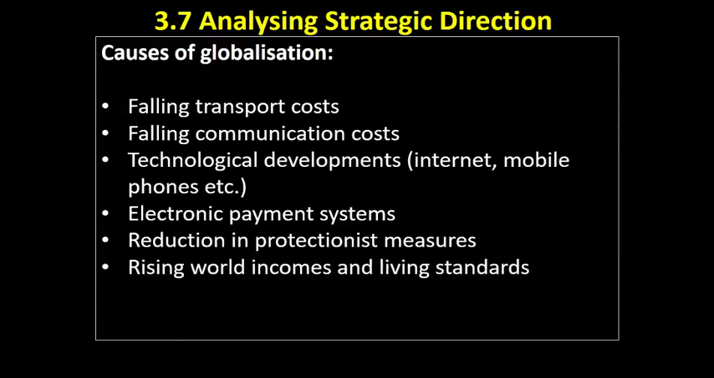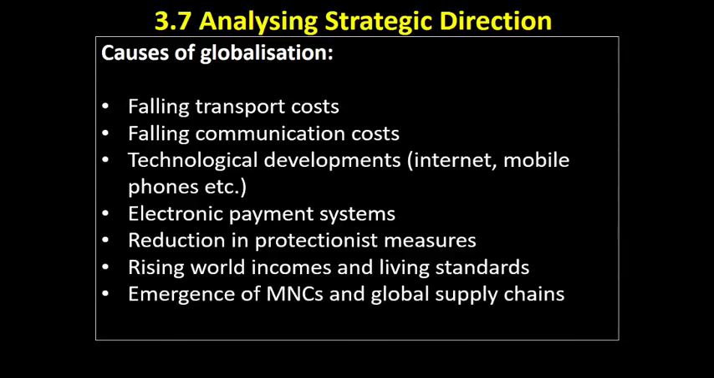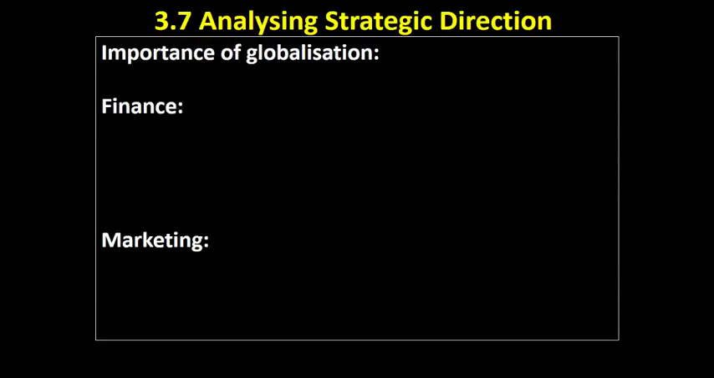Rising world incomes and living standards. There's demand now for goods that are produced overseas. We're no longer happy just eating the local grains and goods produced by farmers. We want variety and choice, and that's a result of increasing world incomes. The emergence of multinational companies and global supply chains has been a huge driver of globalisation. Companies like Apple and the car companies. If you have a look at how complex it is to manufacture a car in the UK, a huge amount of supplies are imported, particularly from Europe, but from all over the world. So those are some of the causes of globalisation.